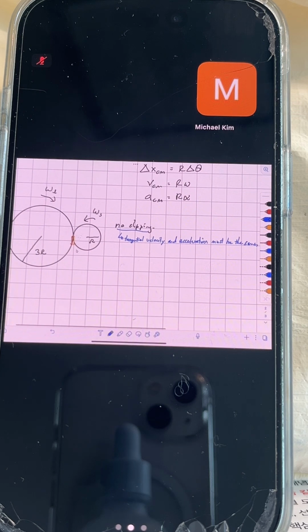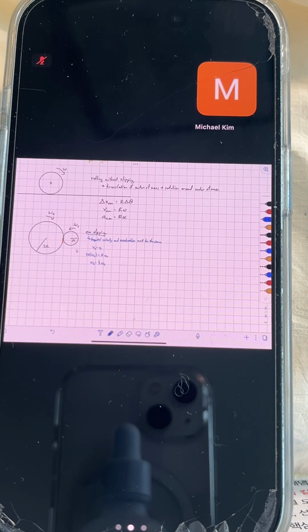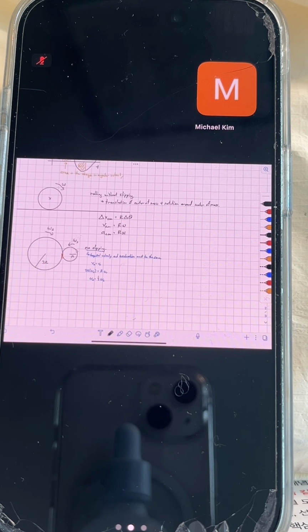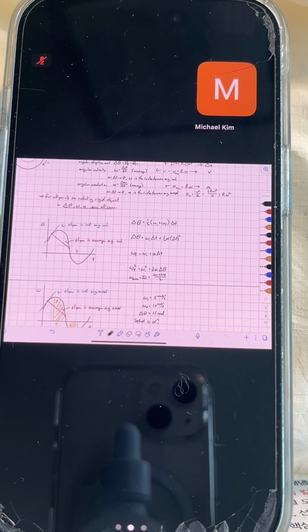So what that tells me is that my V large has to equal my V small. I know this is going to be 3r times omega large, and this is going to be just r times omega small. And so I can see that my omega large is just 1/3 omega small. Any questions on any of this? This is basically all the kinematic stuff. So this is pretty much what we talked about for rotational kinematics.